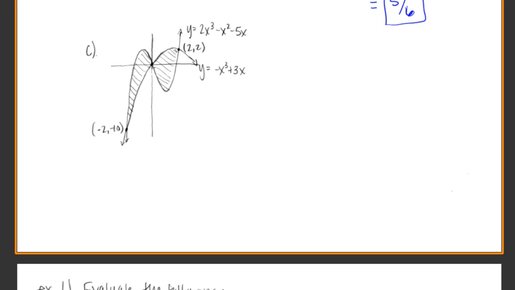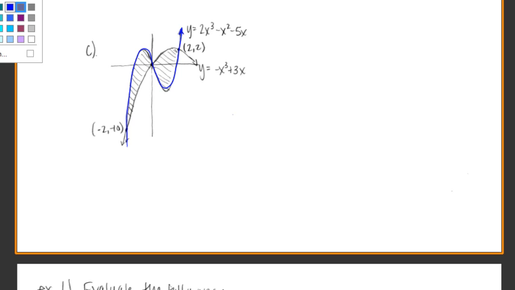Okay, so the last one for this group, part C. This looks like it's going to be quite the hefty problem, but definitely something we can do. Notice how we've got two curves going on. We've got this one coming up and swinging around, and that's y equals 2x cubed minus x squared minus 5x. And then we have another one coming just like that, and that's y equals negative x cubed plus 3x.